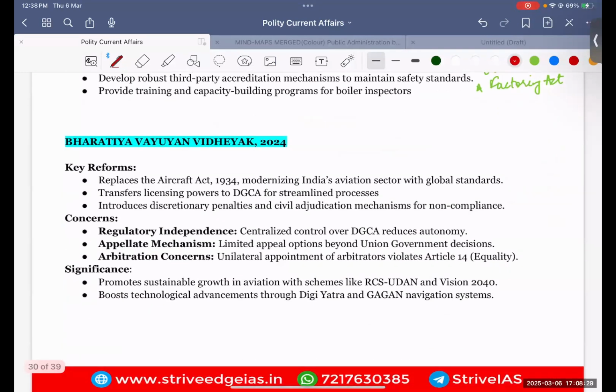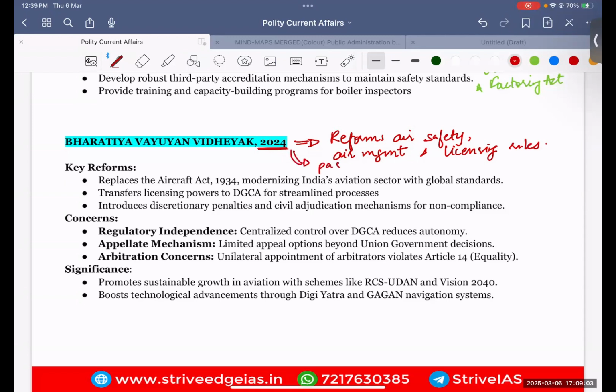The next subtopic is Bharatiya Vayuyan Vidheyak 2024. So what is this new bill about? It reforms air safety, and it reforms air management and licensing rules. It also enhances passenger rights.